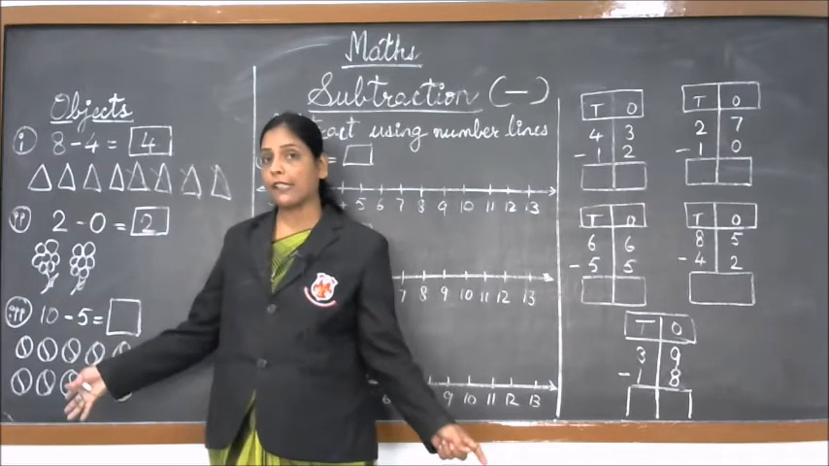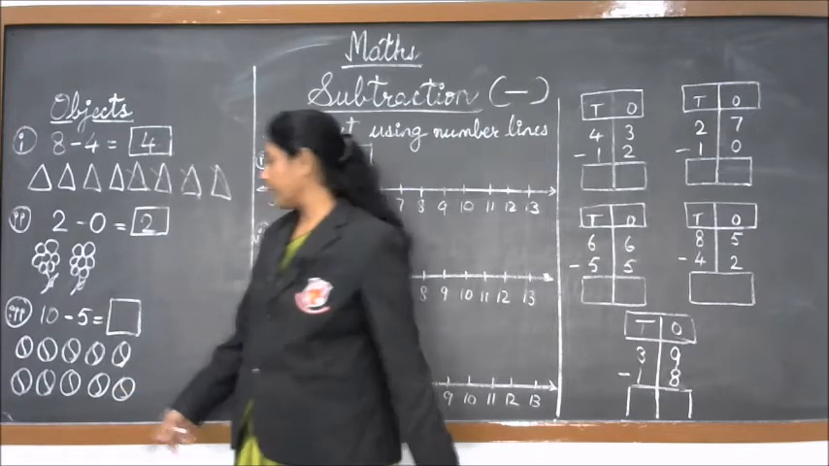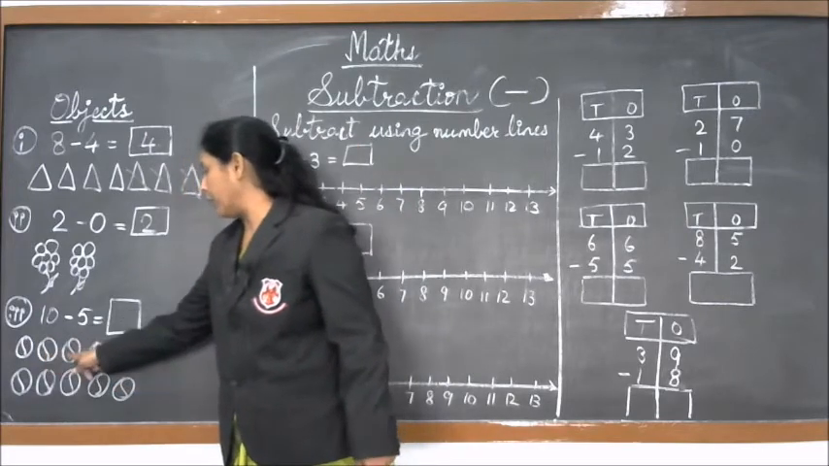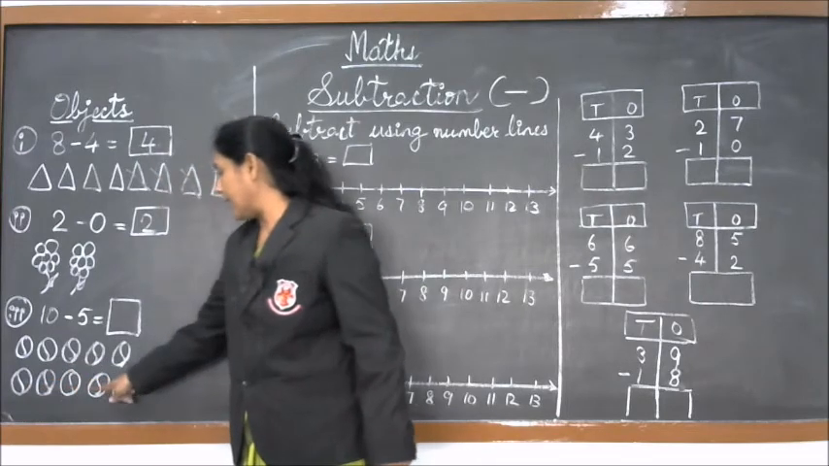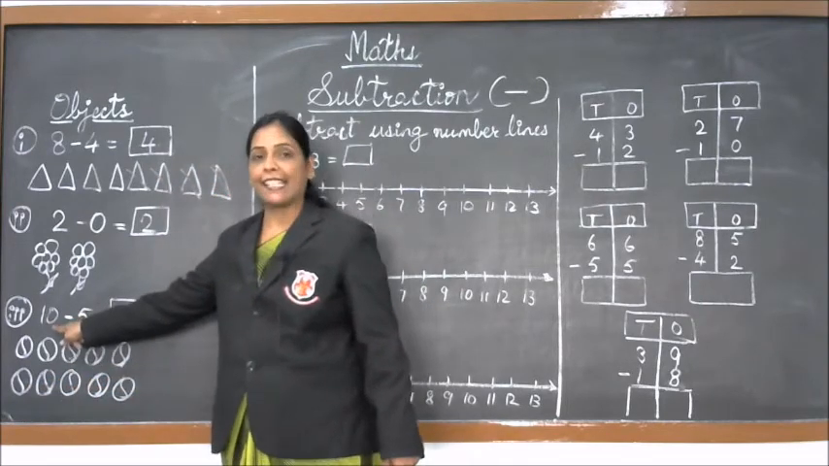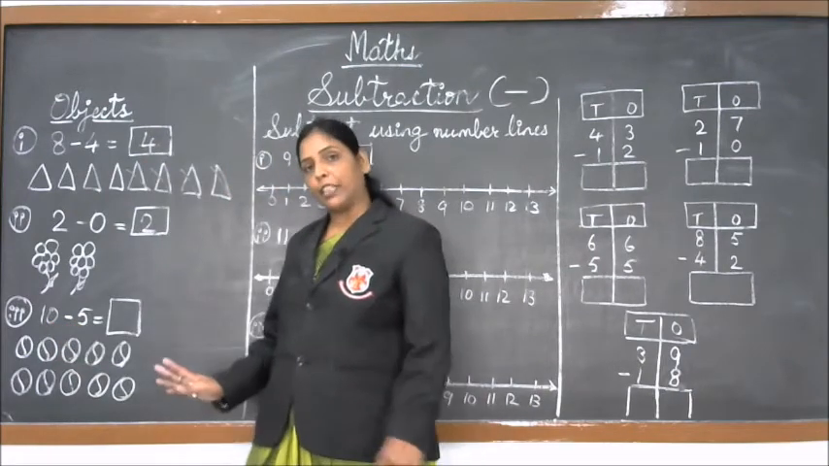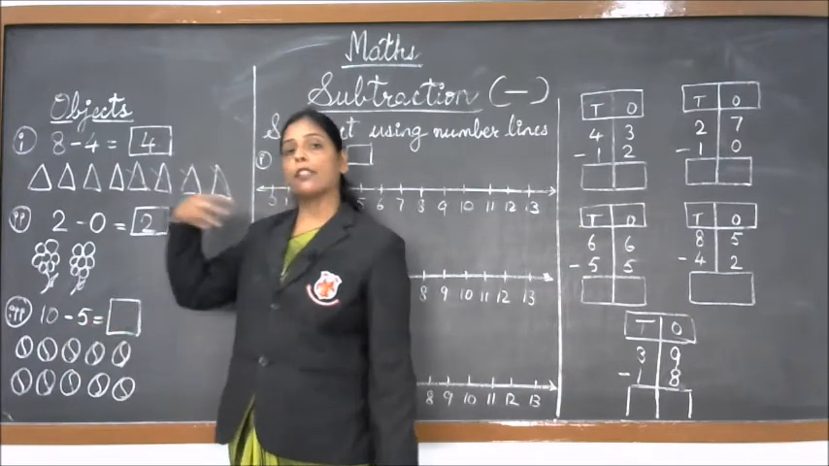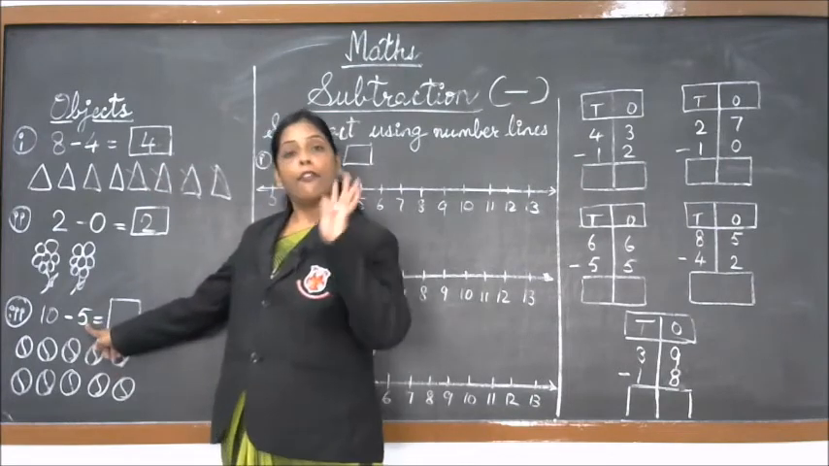There are balls. How many balls do we have? I don't know. Let us count. 1, 2, 3, 4, 5, 6, 7, 8, 9, 10. 10. Yes. The total number of balls is 10. And I have kicked the balls and thrown them somewhere else out. How many balls have I kicked? I have kicked 5 balls.